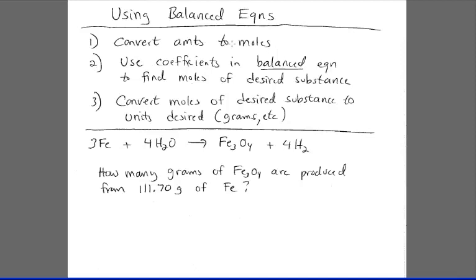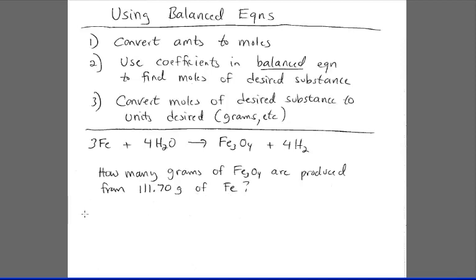Then, once you have them in moles, use the coefficients in your balanced equation to convert to moles of what you want, like we just did for iron oxide. Finally, convert the moles of what you want to whatever units you want: grams, molarity, whatever it is. Okay, so let's use the same example reaction and solve a problem. How many grams of iron oxide are produced from 111.7 grams of iron?